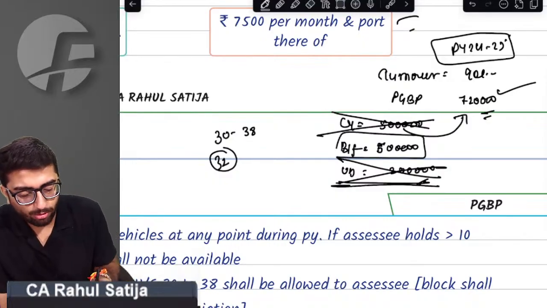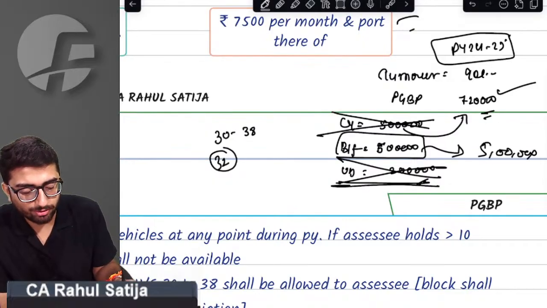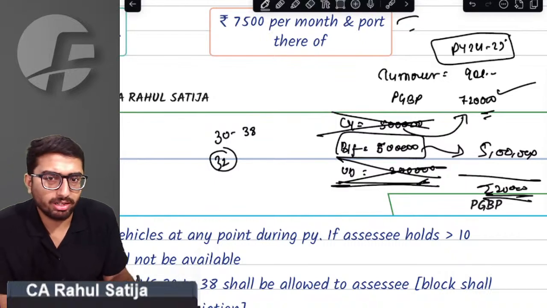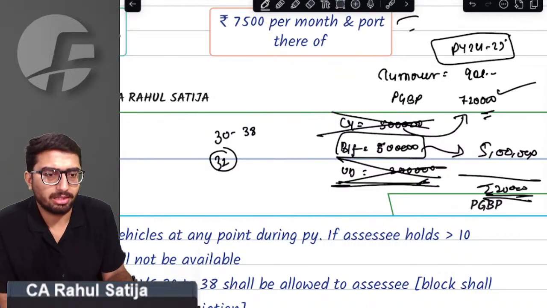Sir, whether we will be allowed brought forward losses, right answer is yes, sir. Brought forward losses are allowed to be set off against 44AE. Total income will turn out to be 2 lakh 20,000 rupees in this case.